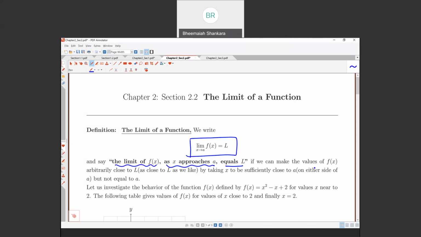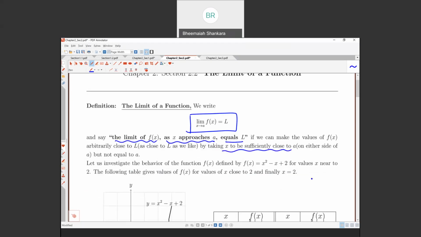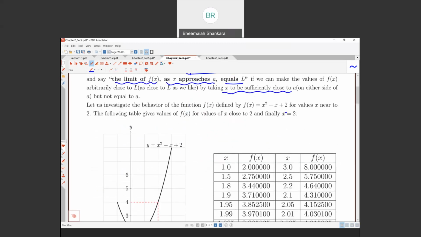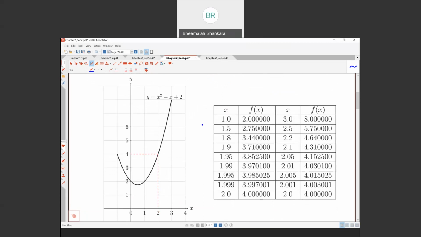If we can make the values of f of x arbitrarily close to L, as close to L as we like, by taking x to be sufficiently close to a on either side of a but not equal to a. So let's try to understand this using a parabolic function, x squared minus x plus 2. We have been given a graph of this function here for x near 2, and when we see the graph, we see we have values of the graph when x is approaching 2 from the left, and we also have values of the graph when x is approaching 2 from the right.